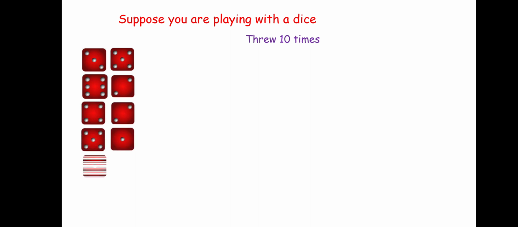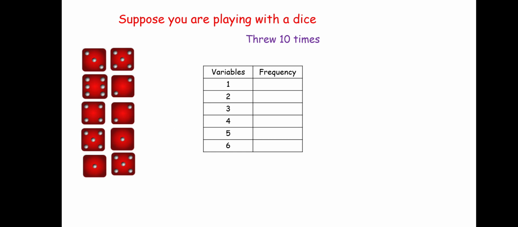Next, suppose you are playing with a dice and you threw the dice 10 times. What might be the possibilities? First you got 3, next 5, next 6, 2, 4, 2, 5, 1, 1 and 5. These are the values, you can say. We have 6 variables, obviously, because a dice has 6 as the maximum limit: 1, 2, 3, 4, 5 and 6.